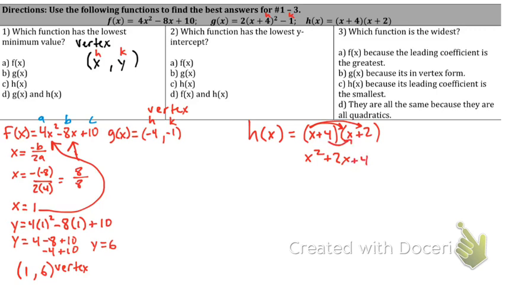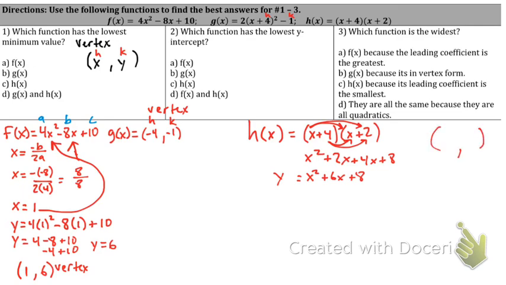Plus 4x plus 8. Combine like terms, so x squared plus 6x plus 8. We'll just call this y. All right, so now we want to solve for x. So we're trying to find our vertex. We'll put that here. So for my vertex, I need an x and a y.